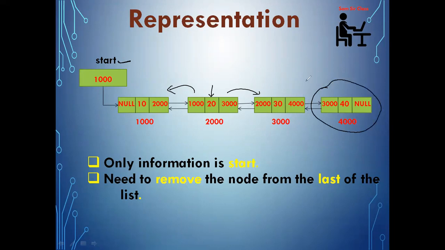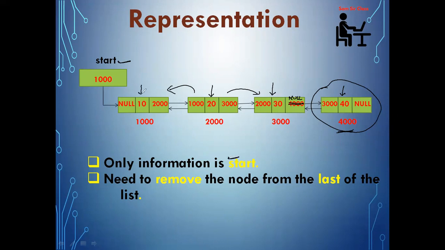Okay. So if I want to delete the last node, I have to reach here so that this next part I can keep null. This is the only change I have to make. Then I can delete this one or I can free this one. Okay. So I have to reach here as well as I have to reach here also so that I can use free to delete the location 4000. Okay. So we only have the information start.